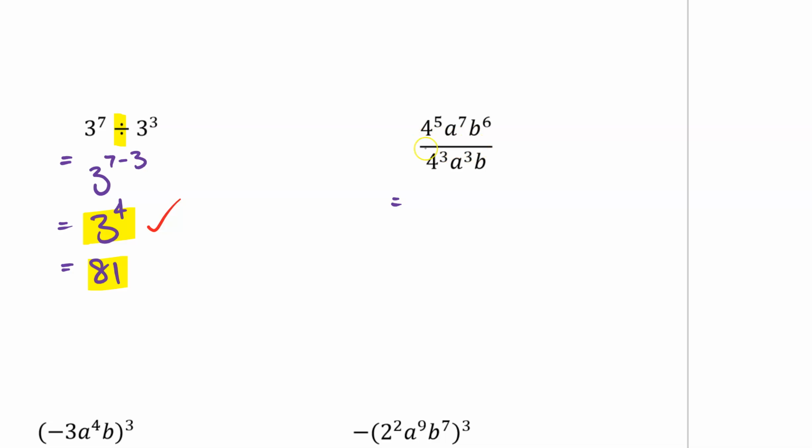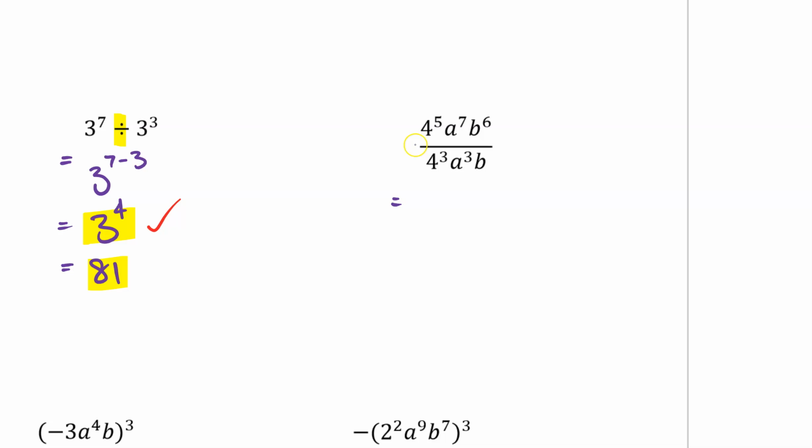Division rule, right, or quotient rule. You can tell again because this is 4 to the 5, a7, b6, all divided by 4 cubed, a cubed, b. That's what the dividing means, right? So let's deal with it one by one. First, sign-wise, it's positive, right? Positive divided by positive is positive. 4 to the exponent 5, you could work it out, and 4 to the exponent 3, you could work that out too.